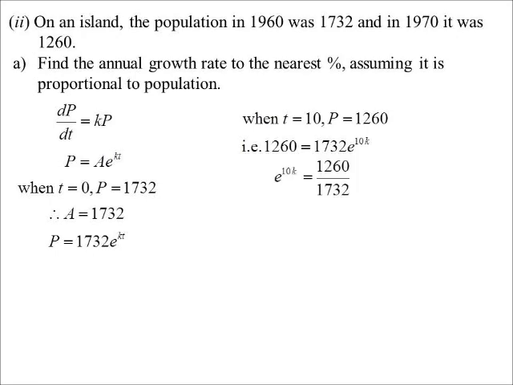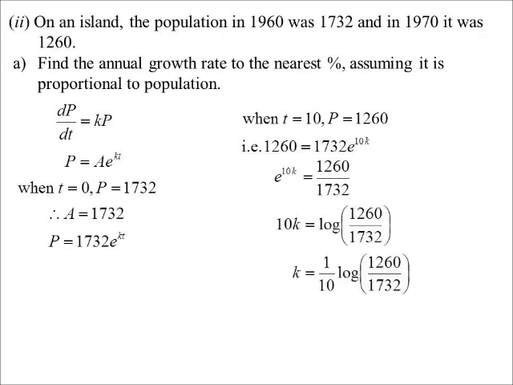So e to the 10k is this wonderful fraction. To undo the exponential, we log. So we get 10k is the log of that fraction. I mean, yes, it does simplify down, but I'm not going to bother simplifying it down. So k is 1/10 the log of 1260/1732. They've said to the nearest percent, so bung it in the calculator, and we get negative 0.031865, etc. So to the nearest percent, they're decaying at -3%.